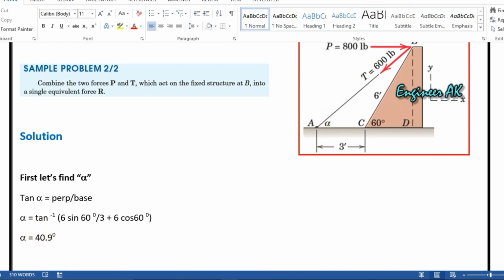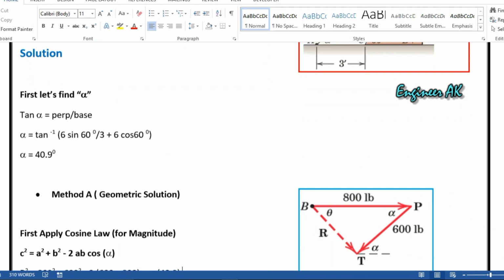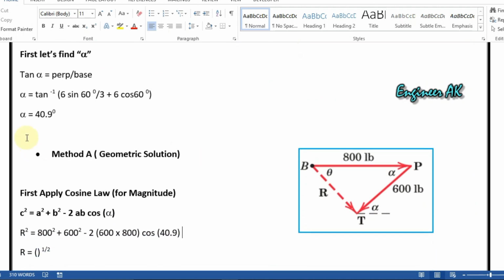Now moving further, we have to find the resultant. There are multiple methods to solve it, and we will discuss some of them here. The first one is the geometric method. We want to find the resultant by the geometric method, although all these methods will give the same result. Now let me clear up this diagram, how alpha comes here and how I have made this diagram.